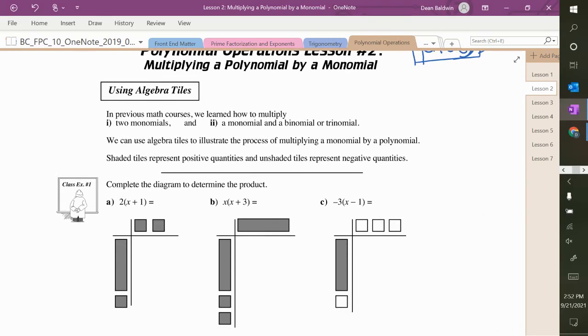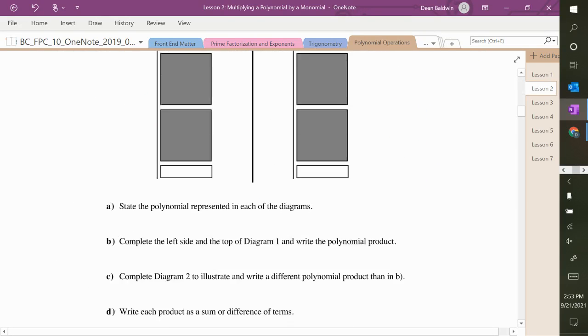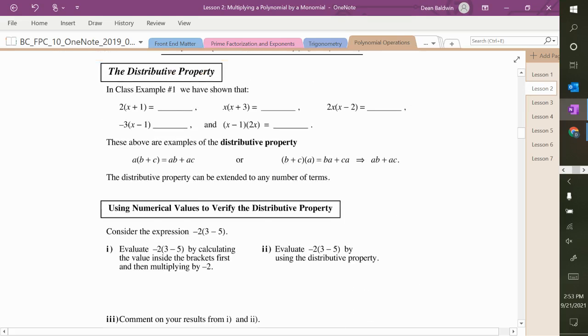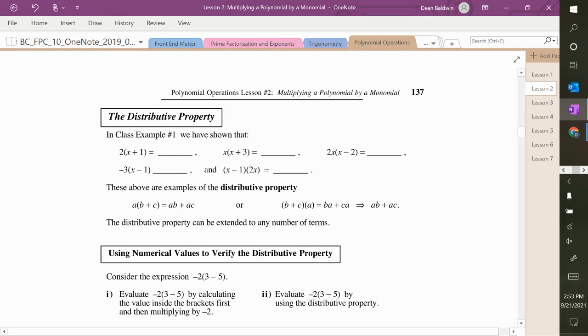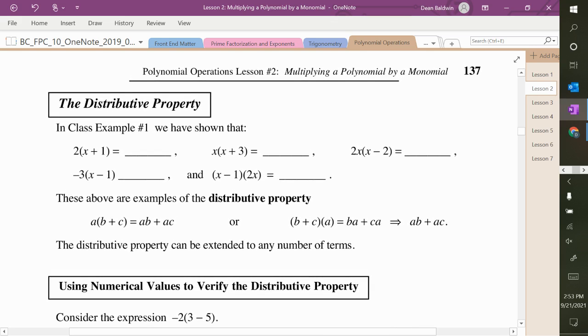135. Have you done algebra tiles before? Good. We're not doing them this year. So you can cross out the first two pages. We're going to 137. I hate algebra tiles. All right.